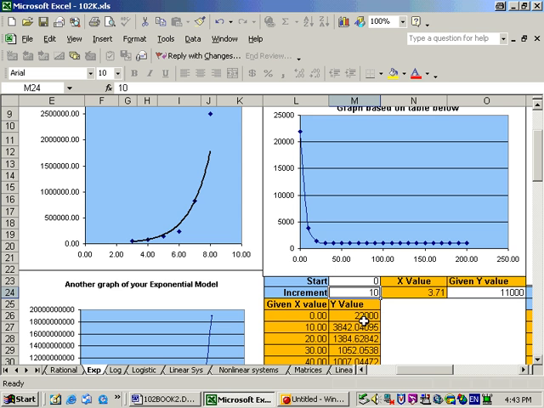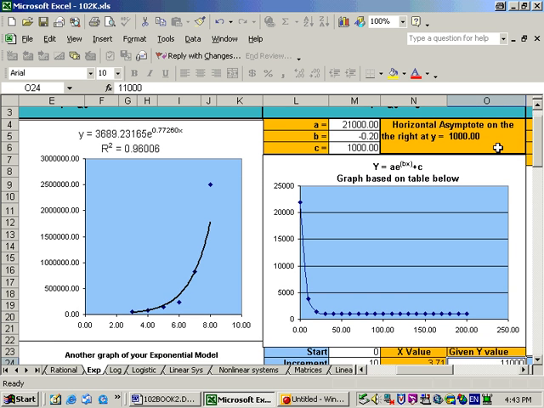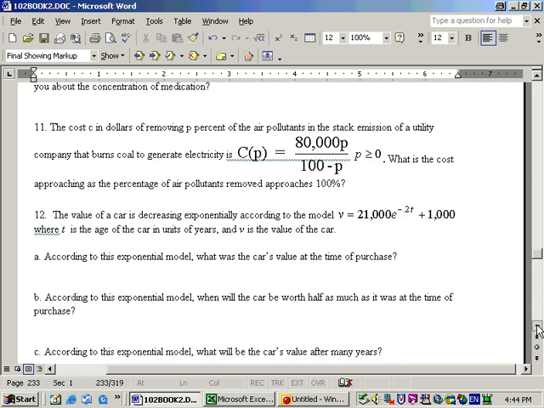Then the next problem asks how long until it's worth half its value. Well, half of 22,000 is 11,000, so put 11,000 here, and you get 3.71 years. And then it also asks what does the cost level off to? Well, this function does have a horizontal asymptote at 1,000, so the value is leveling off to $1,000. This is not a height of 0. This is a height of 1,000 right there. And that would be the answer to all of problem 12's questions.